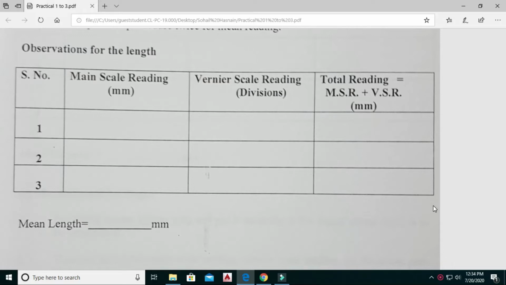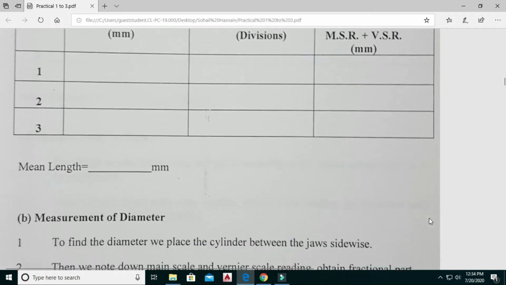The vernier scale reading, what would it be here? It comes from 6 divisions; 6 multiplied by the least count 0.05. It means it will be 12 divisions, and 12 into 0.05 is 0.6. The total reading will be 41.6 millimeter. We repeat the reading 3 times to take the mean value of the length.